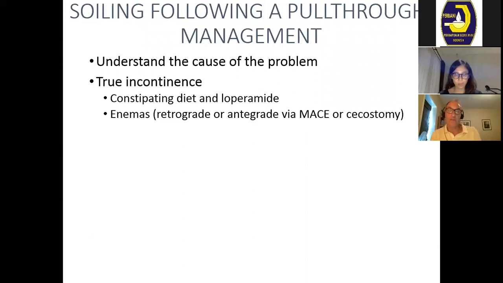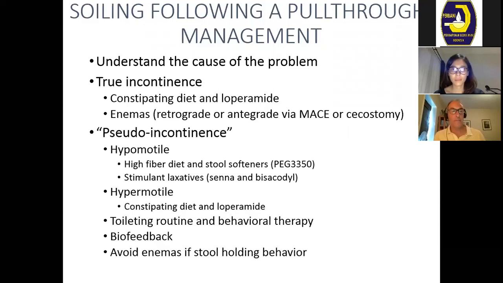And then they usually need mechanical emptying of the rectum. And that can be through retrograde enemas, or this is a good population of Hirschsprung's patients to do antegrade enemas with a MACE or a cecostomy. And the kids who have normal muscle and normal sensation, again, you have to know whether they've got hypomotility or hypermotility. If they have hypomotility, which is the most common scenario, we give them a high fiber diet. This is where stool softeners can be helpful to make the stool soft enough that the child can evacuate without pain. And we use stimulant laxatives. It's not enough just to use PEG.